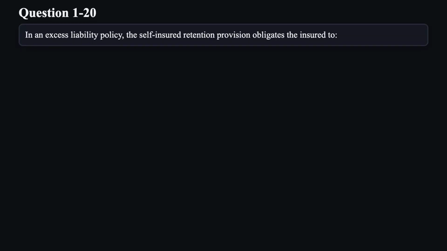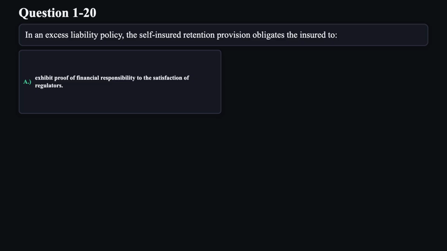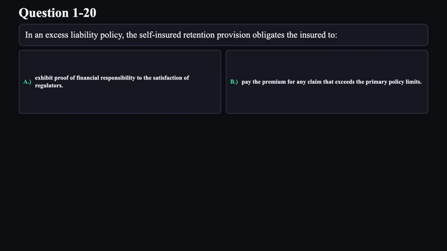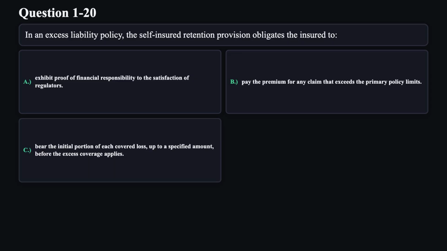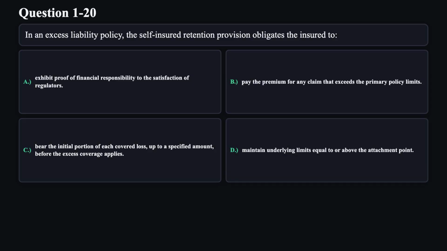Question 20. In an excess liability policy, the self-insured retention provision obligates the insured to A. Exhibit proof of financial responsibility to the satisfaction of regulators. B. Pay the premium for any claim that exceeds the primary policy limits. C. Bear the initial portion of each covered loss, up to a specified amount, before the excess coverage applies. D. Maintain underlying limits equal to or above the attachment point.